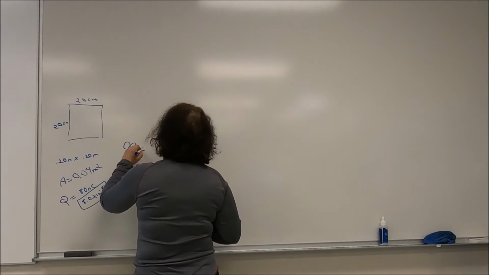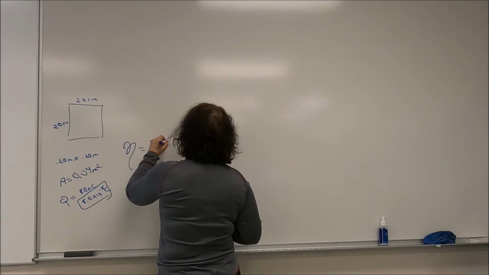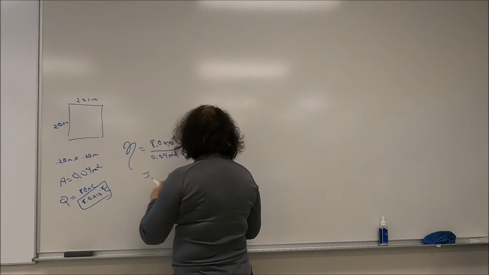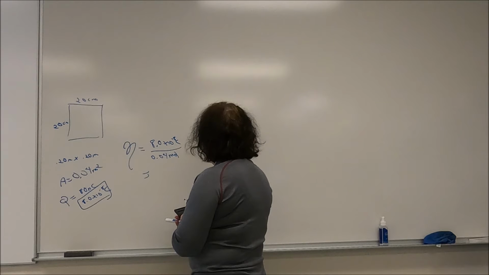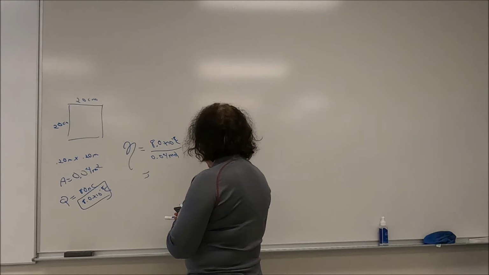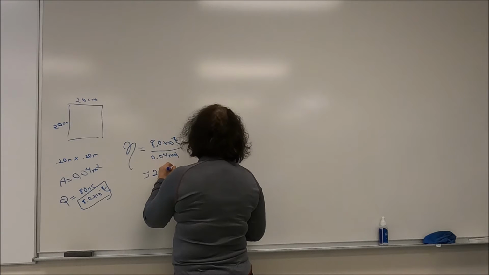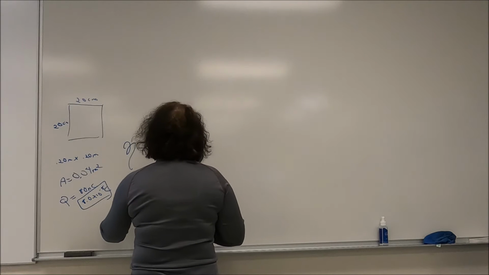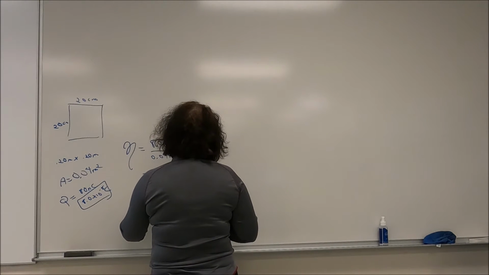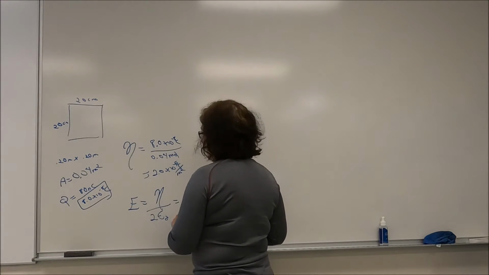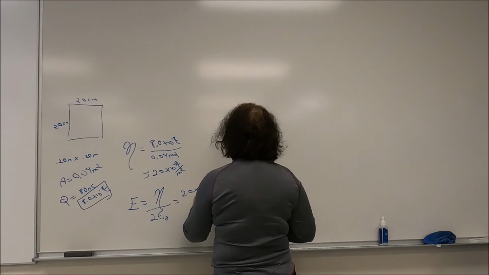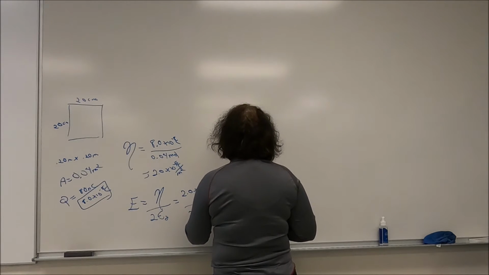So eta is 8.0 times 10 to the minus 8 coulombs divided by 0.04 meters squared. So that's 2.0 times 10 to the minus 6 coulombs per meter squared. And the strength of the electric field is equal to eta over 2 epsilon 0. So it's going to be 2.0 times 10 to the minus 6 coulombs per meter squared divided by 2 times epsilon 0.